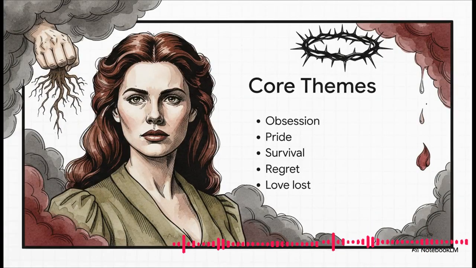Before we wrap up, let's look at the core themes we've covered. This explainer shows exactly why the story is a legend. It holds a mirror up to the most timeless human emotions, our blinding obsessions, our ruinous pride, that terrifying instinct to survive at all costs, crushing regret, and that universally painful realization of understanding love only after you've lost it. Scarlett O'Hara is selfish, she's flawed, and she's incredibly complicated. But that is exactly what makes her a masterpiece of psychological depth.